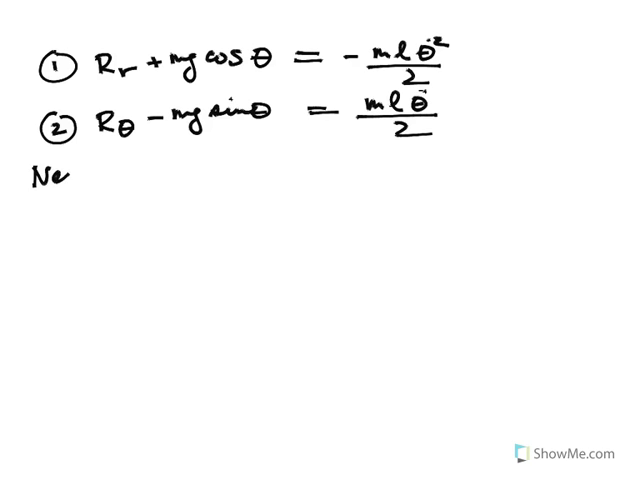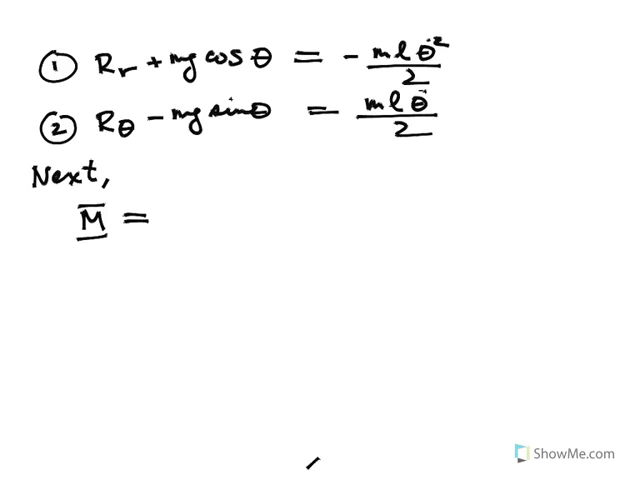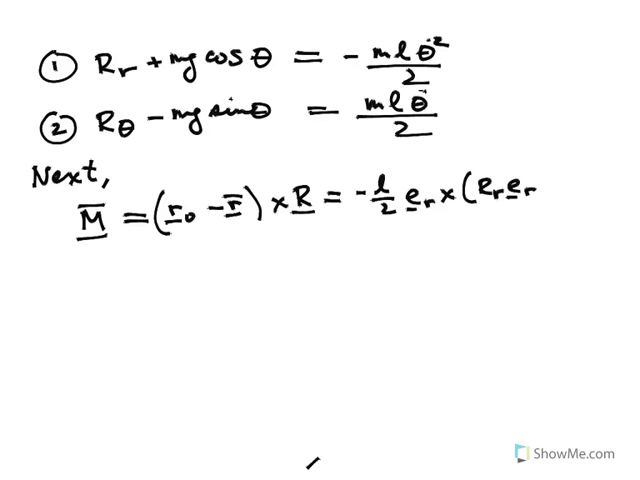So next, we need to compute the moment relative to the center of mass. Well, if you go back to the free body diagram, you can see that gravity goes through the center of mass. So what we're left with is RO minus R bar, because the force R acts at point O. So we get RO minus R bar crossed with R. But RO minus R bar is equal to minus L over 2 ER crossed with R sub R ER plus R sub theta E sub theta.